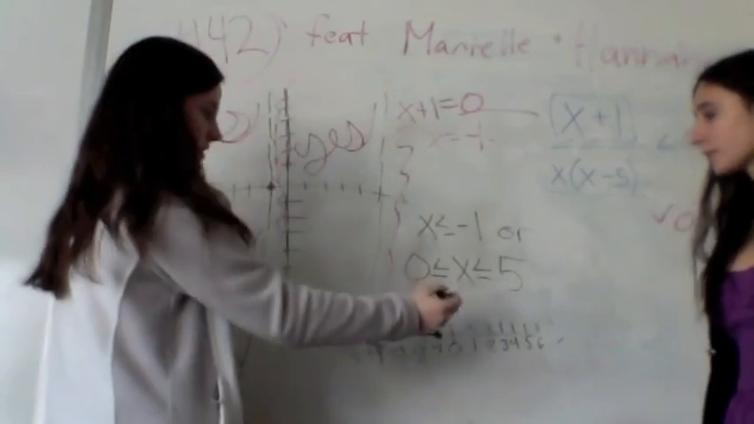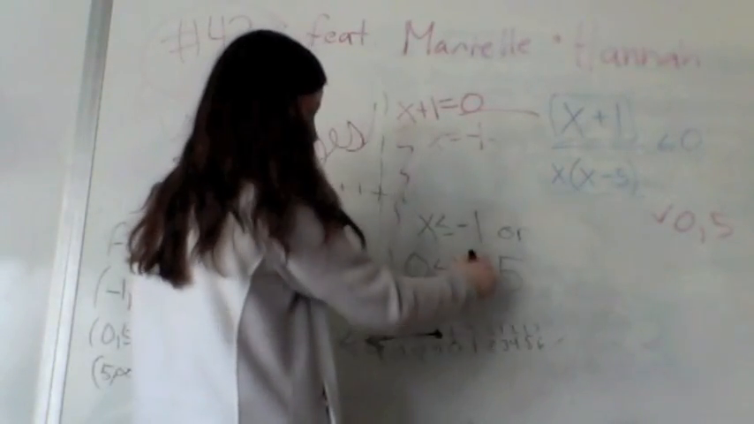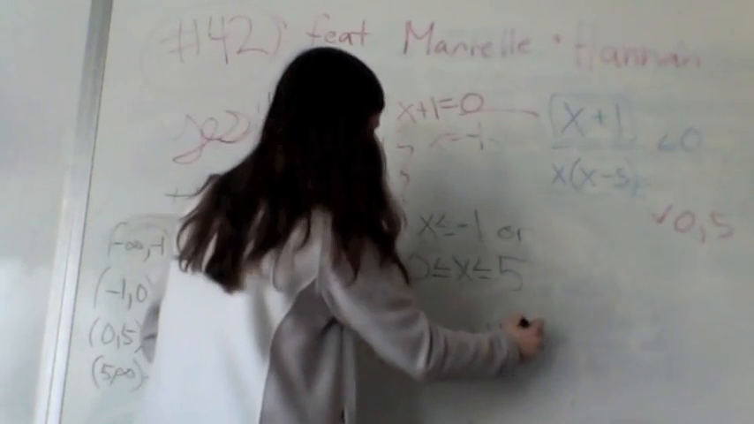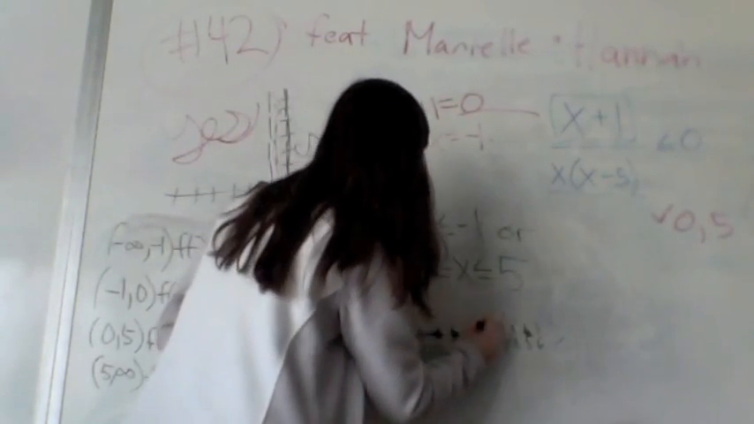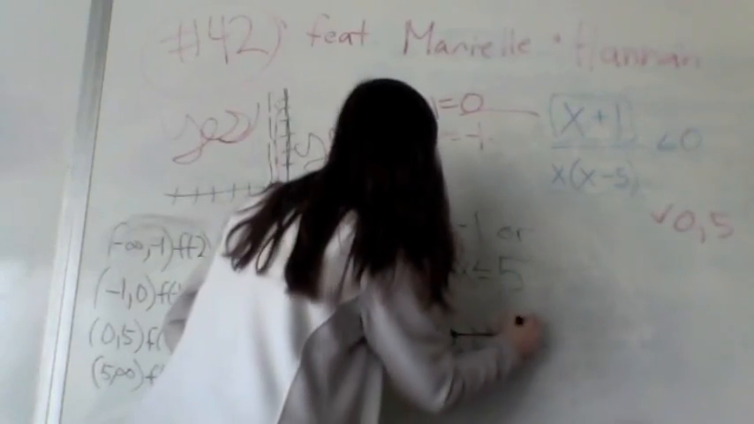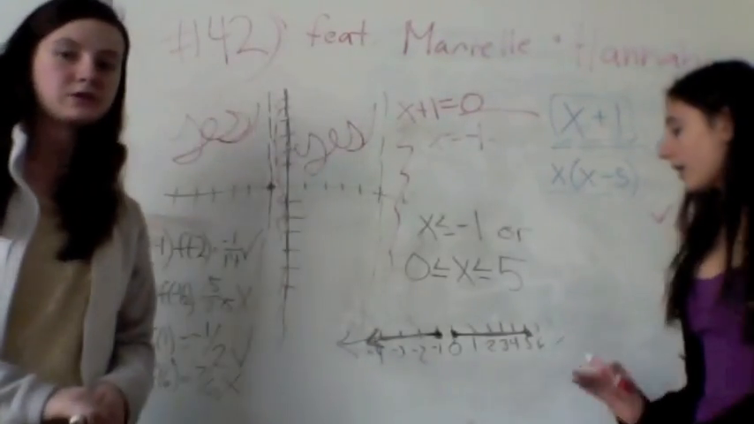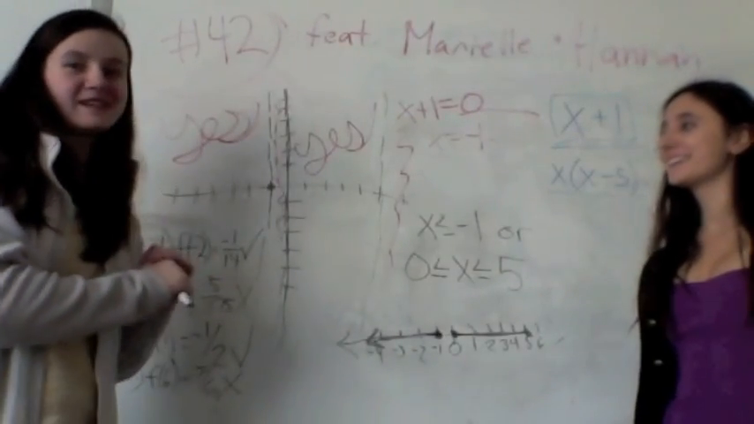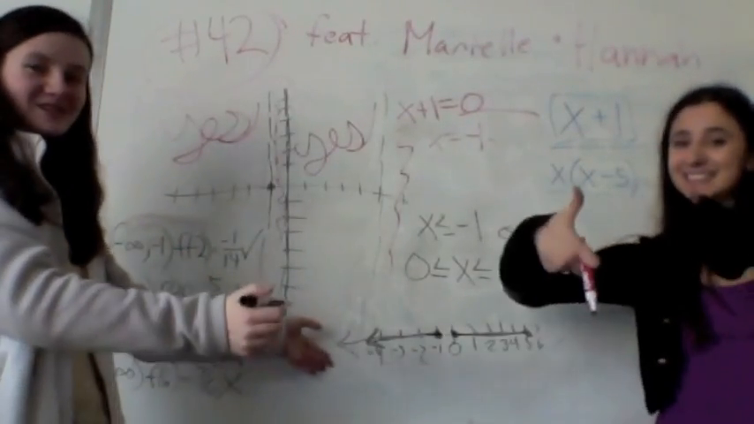And then we also know that 0 is less than or equal to x, which is less than or equal to 5. So we have two points here, and any number in between them works, including them. So this is how you solve an inequality and get its solution set.